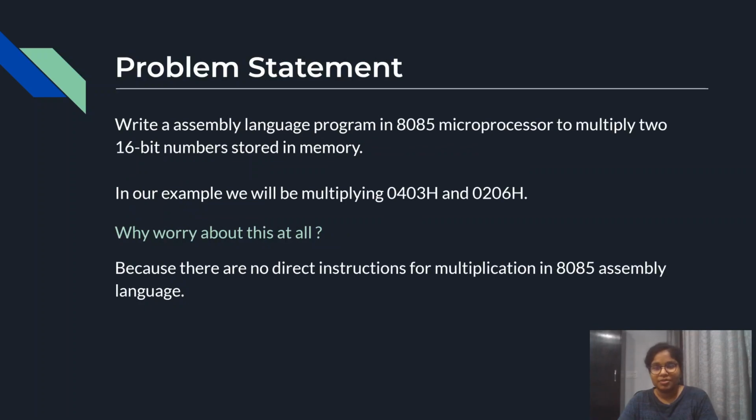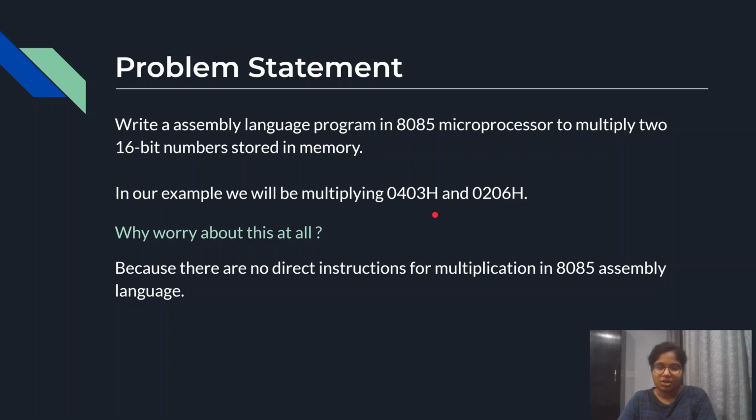So our problem statement is to write an assembly language program in 8085 microprocessor to multiply two 16-bit numbers stored in memory. In our example, we'll be multiplying 0403H and 0206H. In case you didn't know, the H here signifies that these two numbers are in the hexadecimal number system.